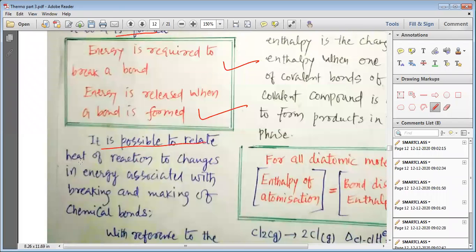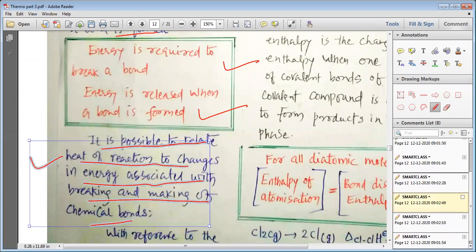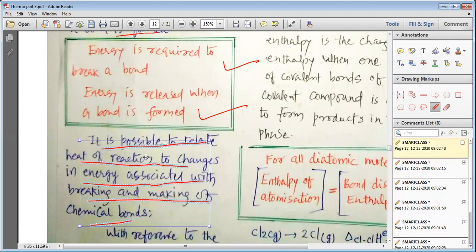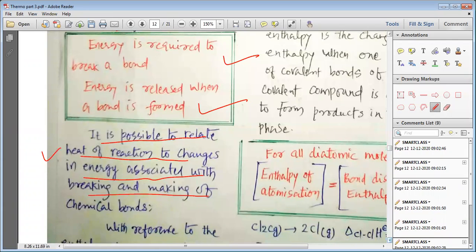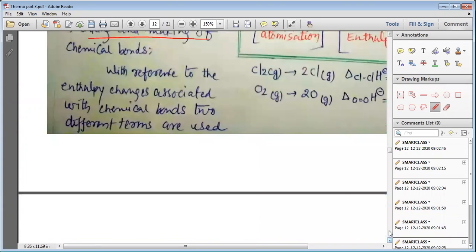It is possible to relate the heat of reaction to the changes in the energy associated with the breaking and making of bonds. Please understand it well. If you don't understand, please ask me. We can relate the heat of reaction, my dear students, to the change in the energy associated with breaking and making of bonds. So the heat of reaction can be related to the energy changes during the breaking and making of bonds.